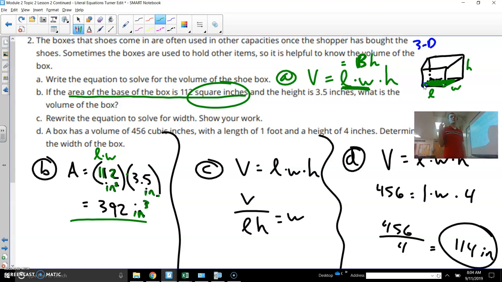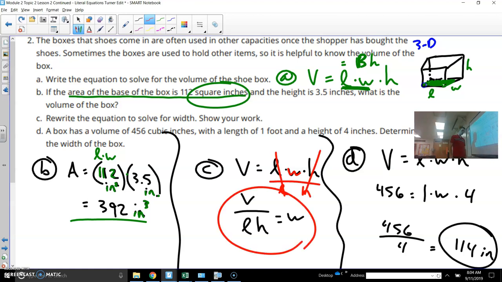It represents 3-dimensional ideas. Part C says rewrite the equation and solve for width. So if I'm trying to get the width by itself, let's go ahead and divide the length and the height away. And that's what we get for our equation that's solved for width.